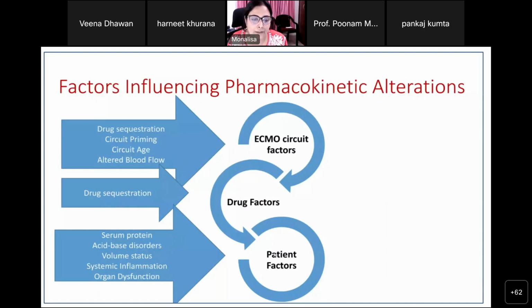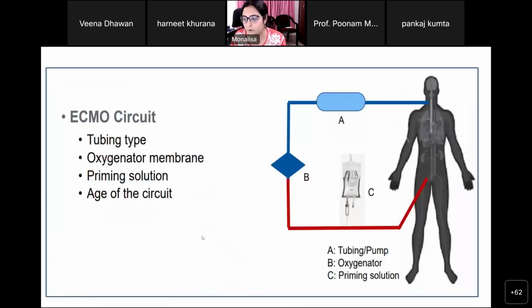Also, there are a lot of patient-related factors like the volume status of the patient and the protein concentration, as we discussed, the albumin and the alpha-1 acid glycoprotein. Also, systemic inflammation and organ dysfunction, mainly liver and kidney dysfunction, which are responsible for drug metabolism and elimination. So these are the factors which actually influence the pharmacokinetics of the drugs. Now, the ECMO circuit, which we talk about.